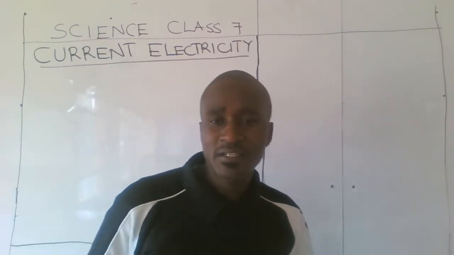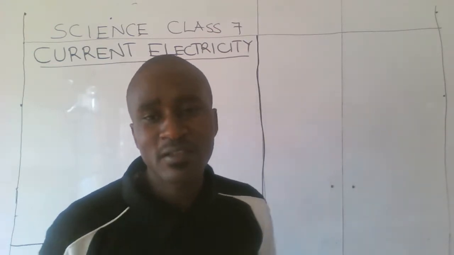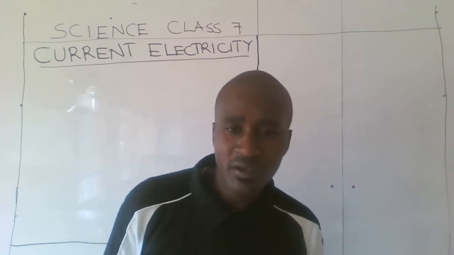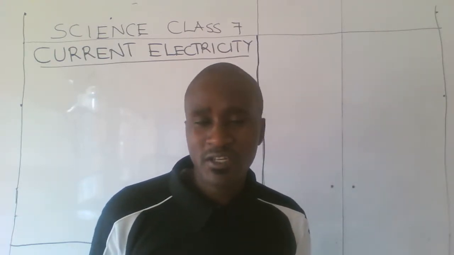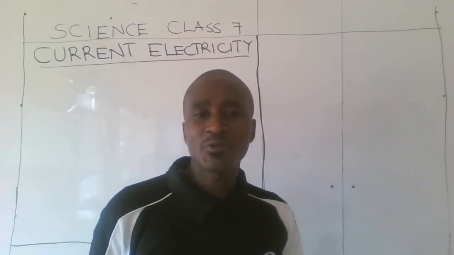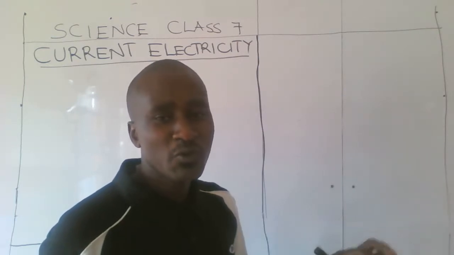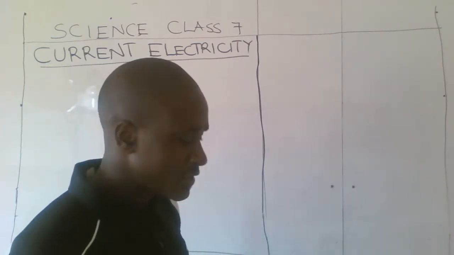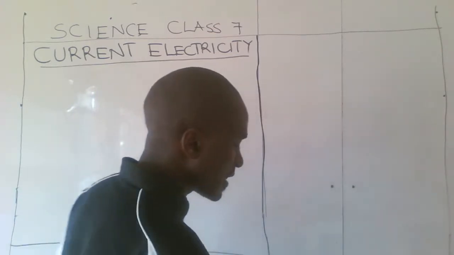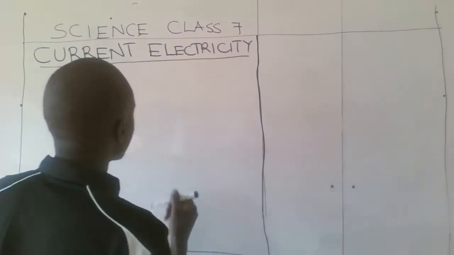What is current electricity? Remember, static electricity is that form of electricity which is not moving, or stationary. So current electricity is the one which is moving, it is in motion, but it must move through something. This is a form of electricity that is carried through wires and cables.